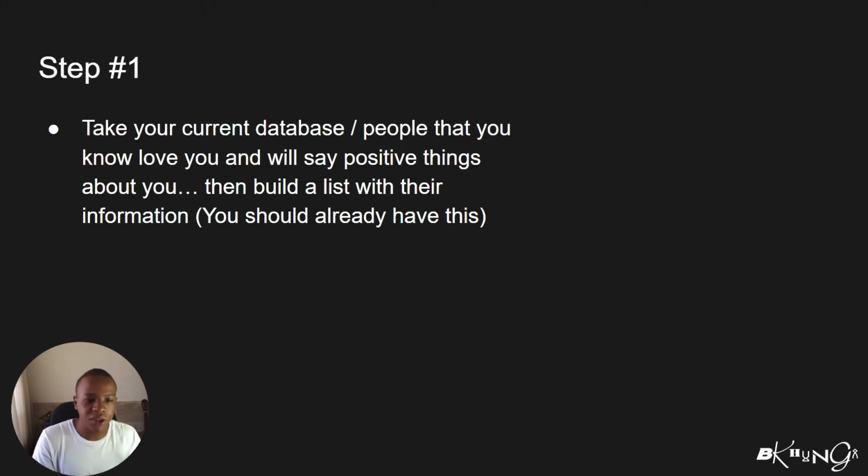Step one is to just take your current database or people that you know essentially just love you and will say positive things about you, then build a list with their information. Right? You should already have this. This is like your past clients, people that you're already trying to turn into clients, like people whose listings you've sold, people whose homes you've helped. So this is essentially home buyers in the real estate industry.